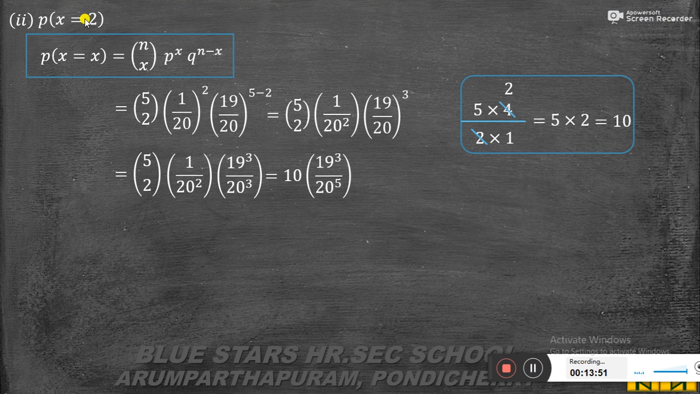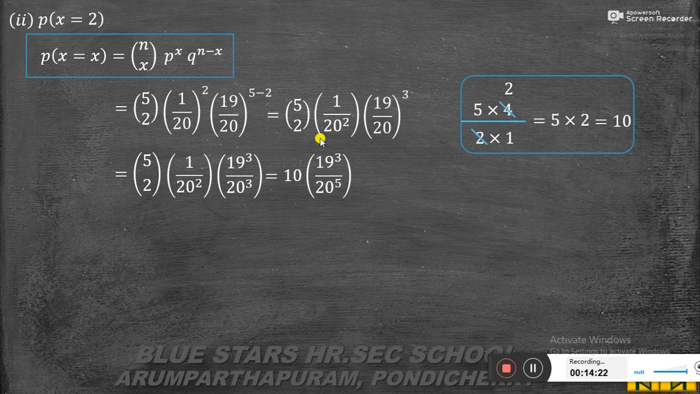Now probability of exactly 2 defective items. This fifth problem, exactly 2 defective items. Exactly means we take x equal to 2. This is the binomial distribution formula: probability of x equal to nCx p power x q power n minus x. So I substitute n equal to 5, x value is 2, p value is 1 by 20 whole power 2, q value is 19 by 20 whole power 5 minus 2. So 5C2, 1 by 20 square, 19 by 20 whole power 3.